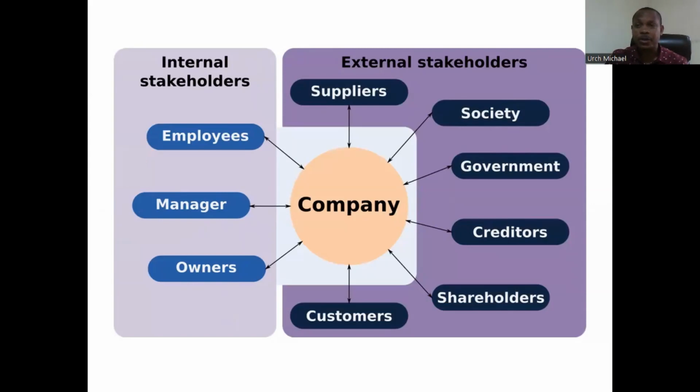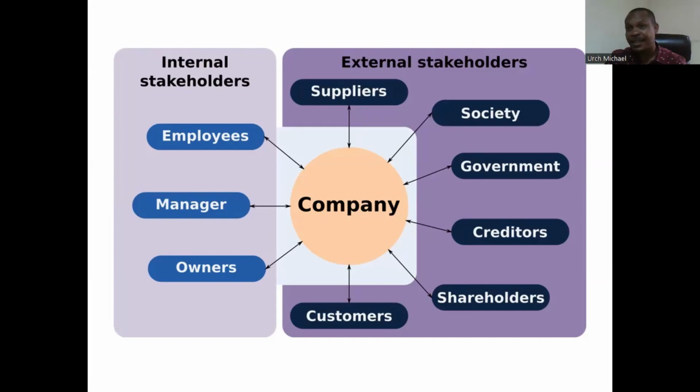We have the internal stakeholders. The internal stakeholders are the employees, the manager, and the owners of the projects, the project owners. These are internal stakeholders. And also we have external stakeholders. The company is the central point, and from the company you have the employees, the manager, and the owners as the internal stakeholders. Then the external stakeholders are the suppliers, okay? People that supply things to you, your vendors.